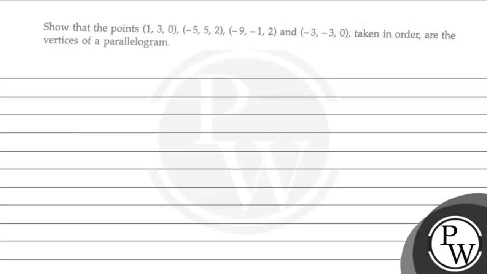Hello bachcho, let's see the question. The question says: show that the points (1, 3, 0), (-5, 5, 2), (-9, -1, 2) and (-3, -3, 0), taken in order, are the vertices of a parallelogram.